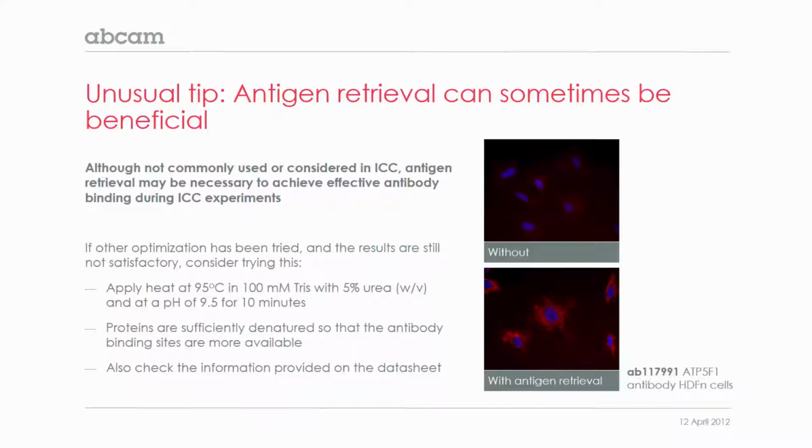For example, we have the ATP5F1 antibody, an example shown here. So we have staining of HDFN cells. And you can see that without antigen retrieval, in the image on the left, you can see very little red specific staining. And if we try antigen retrieval, obviously this seems to improve the staining, and the antibody has more access to the epitope and improves the results.